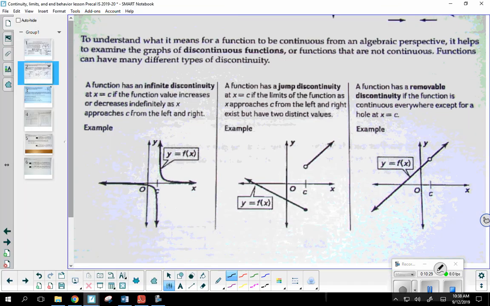Okay. Now, to understand what it means for a function to be continuous from an algebraic perspective, that means, what can I write down to actually confirm that it's continuous at a value? It helps to examine the graphs of discontinuous functions, or functions that are not continuous. Functions can have different types of discontinuity, and we've actually been dealing with several of these already.